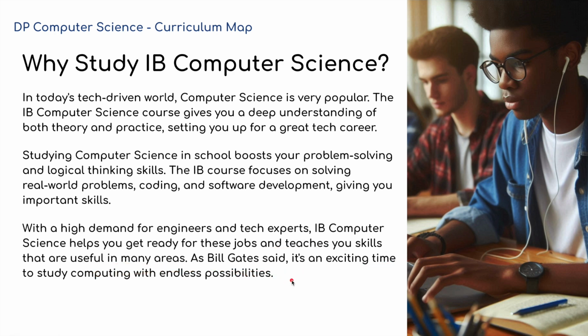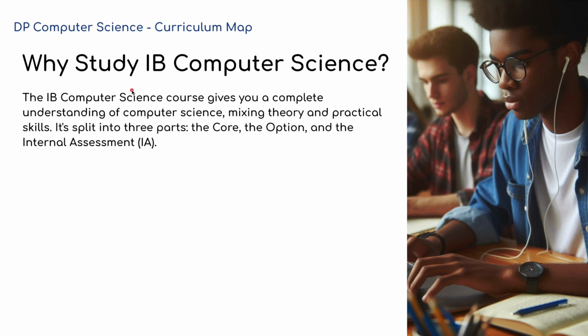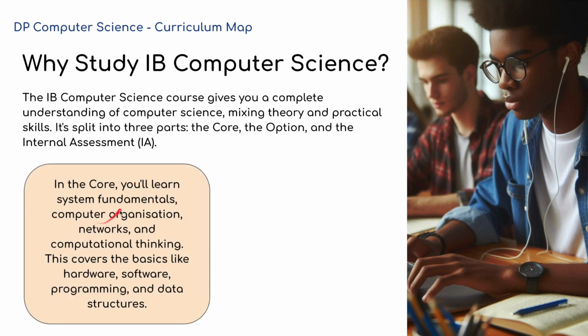As Bill Gates said, it's an exciting time to study computing with endless possibilities. The IB Computer Science course gives you a complete understanding of computer science, mixing theory and practical, as we've just said. It's split into three parts, the core, the option, and the IA, the internal assessment. So in the core, you learn system fundamentals, computer organization, networks, and computational thinking. This covers the basics like hardware, software, programming, and data structures.